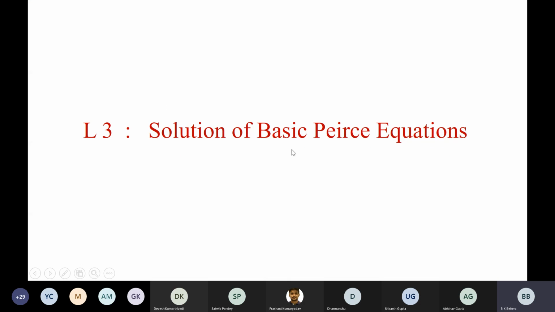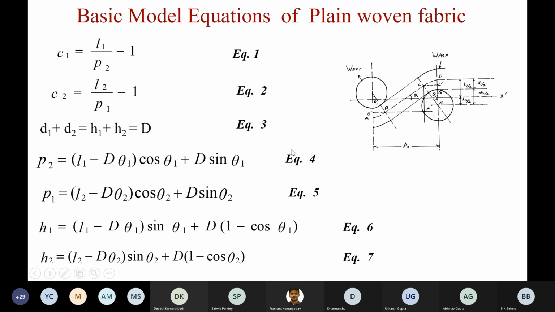So these are the 7 equations we have done last class. And as I said earlier, all of you have to remember these basic 7 equations, because the rest of the analysis are purely based on these basic 7 equations. So let us see how we are using these equations to find out different parameters of the fabric.